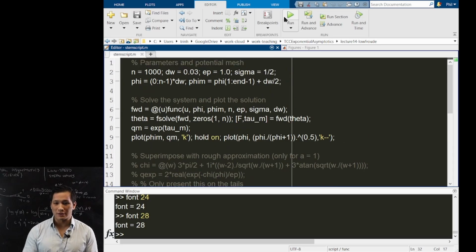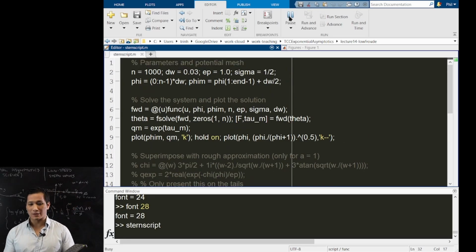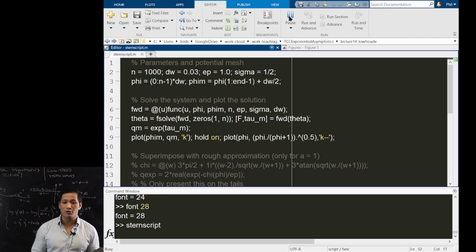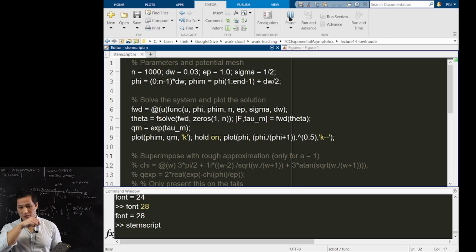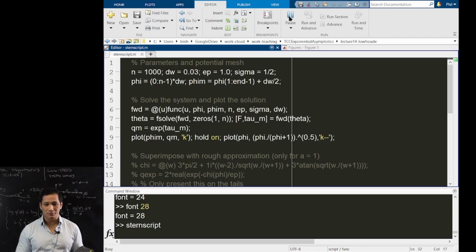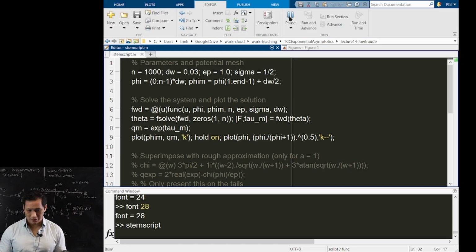Okay, so we're going to run this. It's going to run through Newton's method, trying to solve for these sets of q and theta values for this integral differential equation. It takes a little bit of time on my laptop. This is a very slow laptop. And then I'm going to try to plot it.